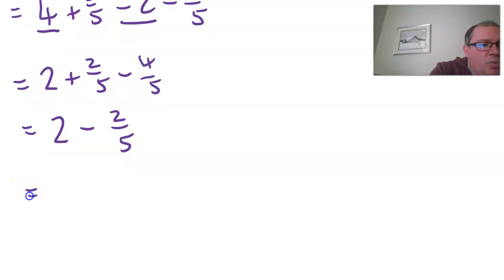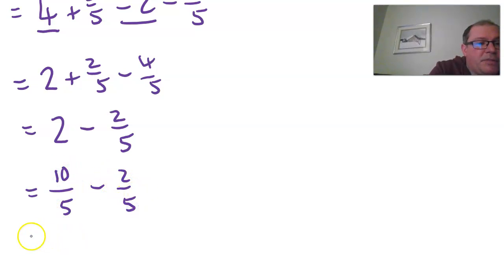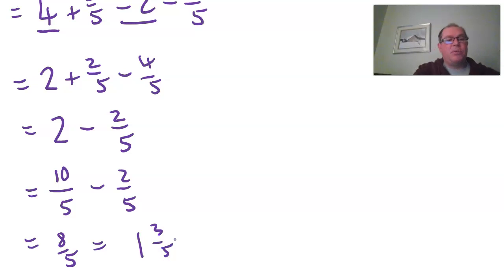If not, don't worry, write 2 as over 5. It's 10 over 5 minus 2 over 5. So that's 8 over 5. And we get the same answer as before, 1 3/5, which is exactly what we got before. So there's a different way of doing it. You have to choose which way you prefer, which you think is safest for you.